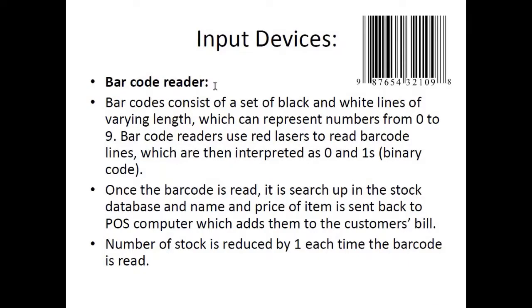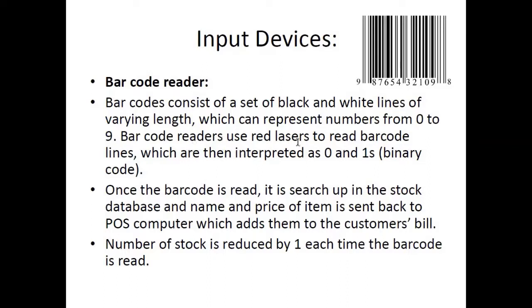Next we have the barcode reader. This is what a barcode looks like: a combination of black lines over a white background. A barcode consists of a set of black and white lines of varying thickness, which can represent numbers from 0 to 9.